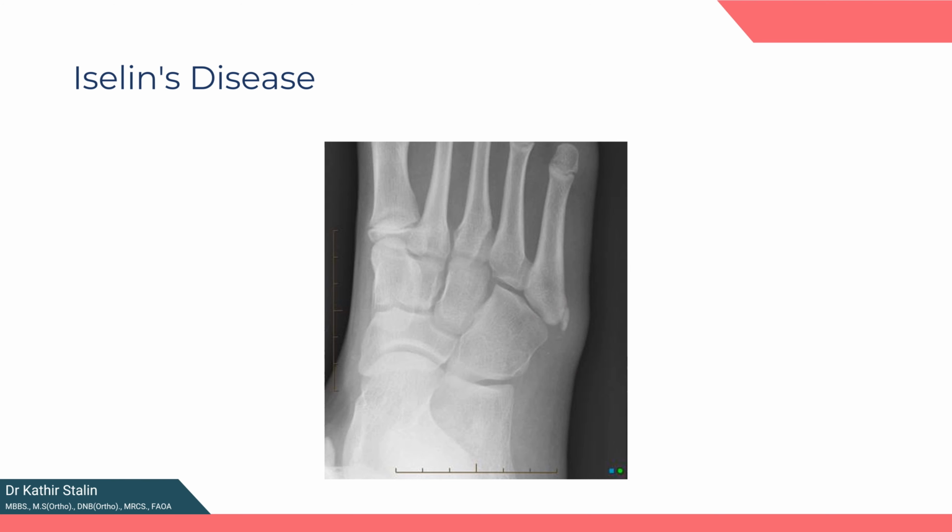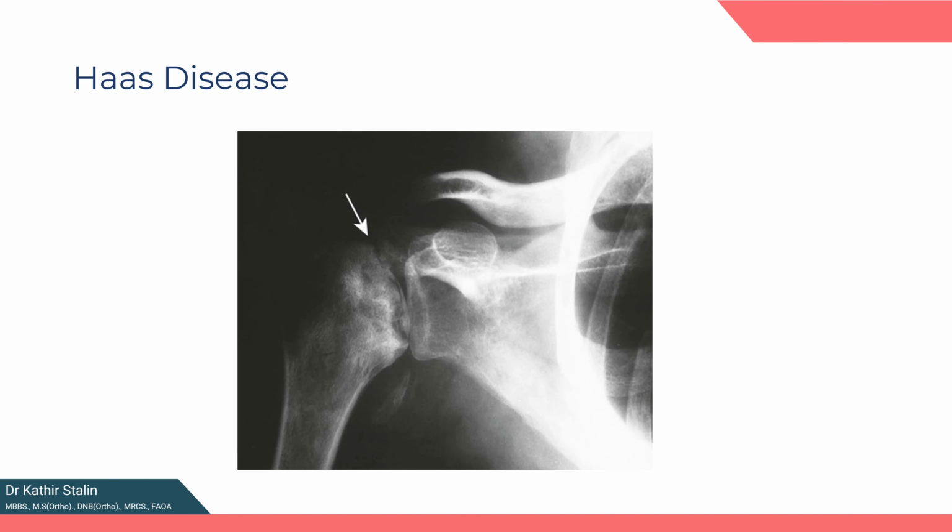Treatment is usually non-operative with activity modification, stretching, and a short period of cast immobilization, as the condition typically resolves over time. Coming to the upper limb, osteonecrosis of the humeral head is also known as Haas disease.